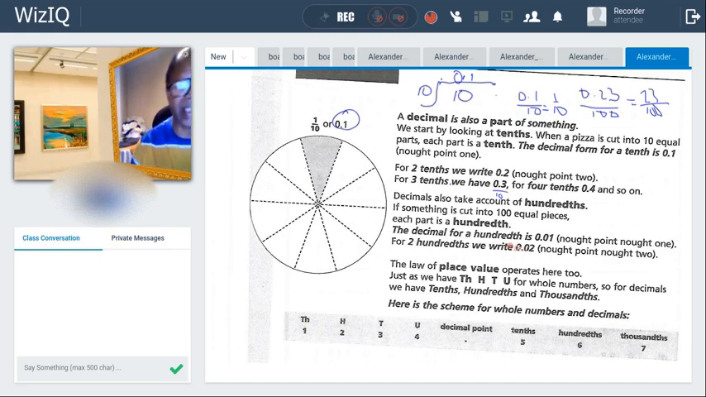So decimals also take account of hundredths. A hundredth will be over 100, which means it has 2 decimal places, like this one here. If something is cut into 100 equal pieces, each part is a hundredth. The decimal for a hundredth is going to be 0.01. Why? Because let's take where we started from. We have 1, but we are dividing by 100.